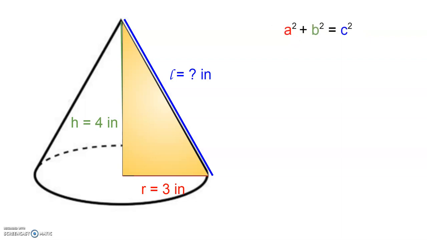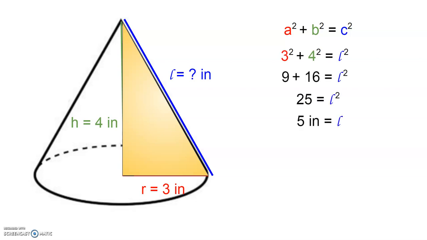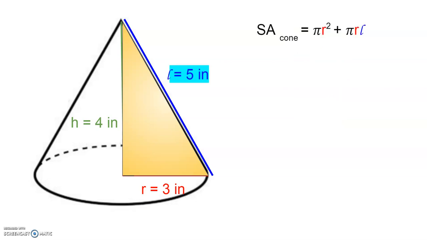A squared plus b squared is c squared. It's important to note that in this scenario, the c value is opposite that right angle, so it's going to be the slant height. So the height squared plus the radius squared is L squared. You're going to substitute in your values, simplify down, take the square root, and you get that the slant height is 5 inches. Now, once you go through that additional step of Pythagorean theorem to get the slant height, we're going to use that value and go back to our original formula.